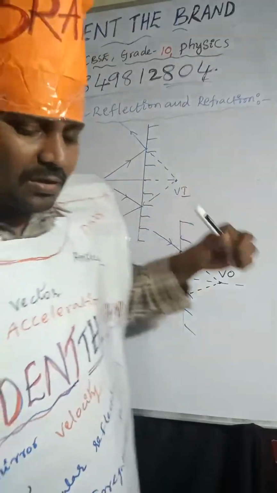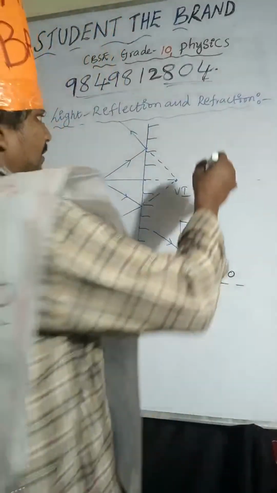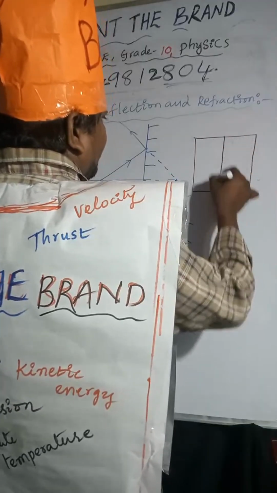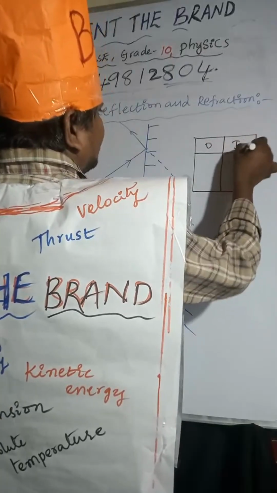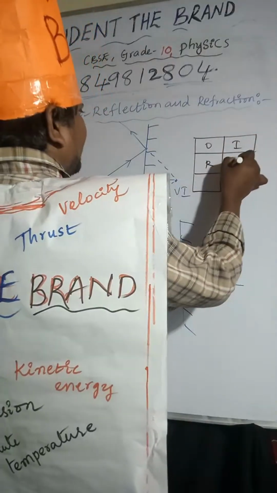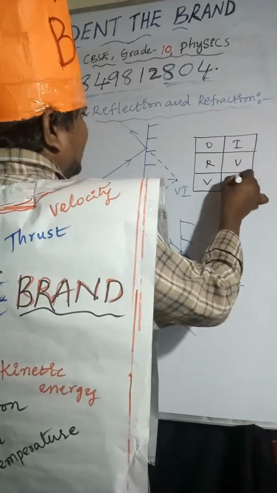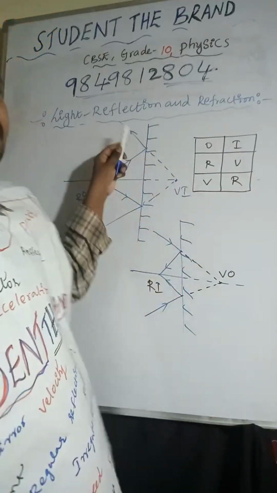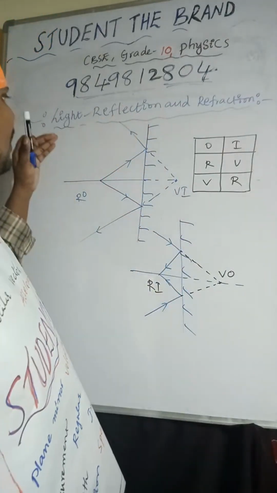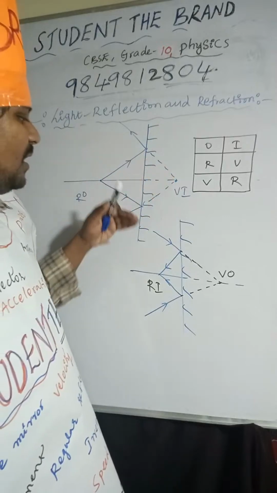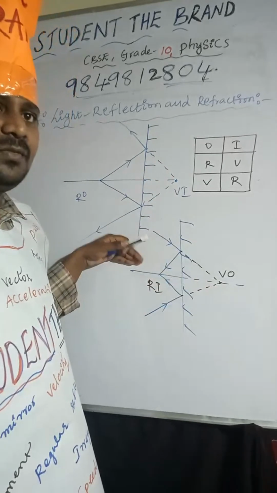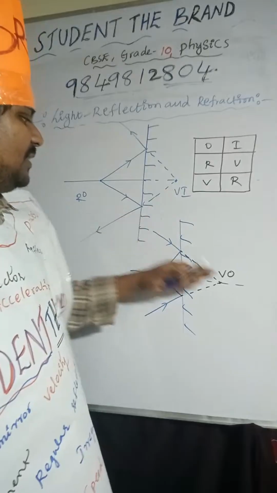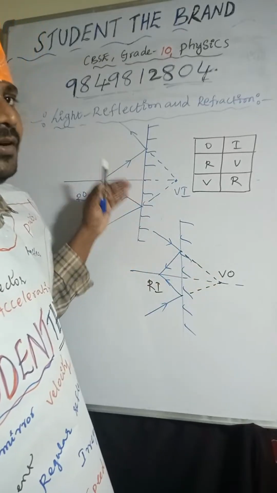So this is about object and image. You can observe here, I'm taking like this. Object and image: object is real, image is virtual. Object is virtual, image is real. By observing these two diagrams, we can conclude that object is real, image is virtual, and vice versa, object is virtual, image is real. So this is about object and image.